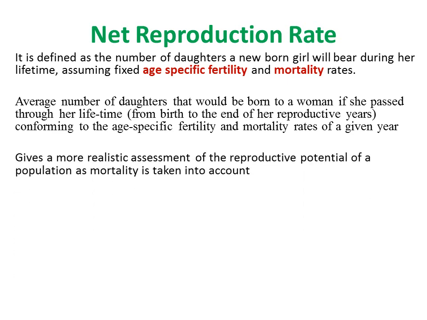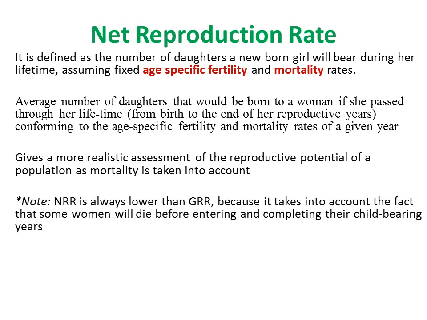Hence, net reproduction rate gives a more realistic assessment of the reproductive potential of the population, as mortality in the women is taken into account. It is to be noted, therefore, that net reproduction rate will always be lower than gross reproduction rate. Net is always lower than gross because it takes into account the fact that some women will die before entering the reproductive age group and some will die before completing the reproductive age group.